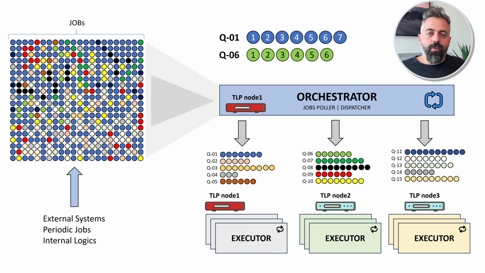Now, with queues, the orchestrator does the logic of guaranteeing that these jobs are dispatched to a specific node. In fact, you can see that, for example, Q1 was dispatched to node 1, and Q6 was dispatched to node 2. So it's okay to process them in parallel, Q1 and Q6, but the single jobs that belong to that queue must be executed sequentially.